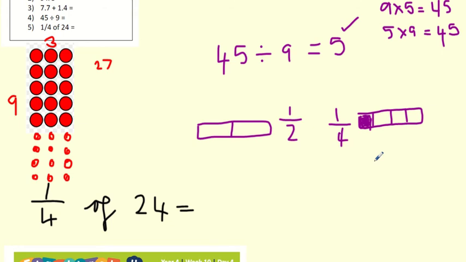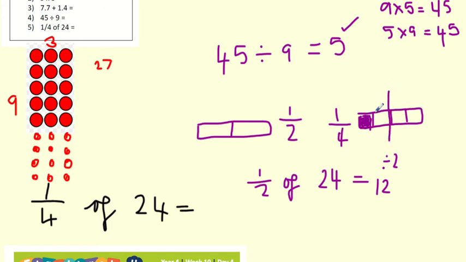Now, to find a quarter, I could find half first of all. That would help me. So half of 24. So that's the same as dividing by 2. Now I can do that quite simply because half of 20 is 10 and half of 4 is 2. So half of 24 is 12. So I've worked out half of my chocolate bar, but I only want a quarter.